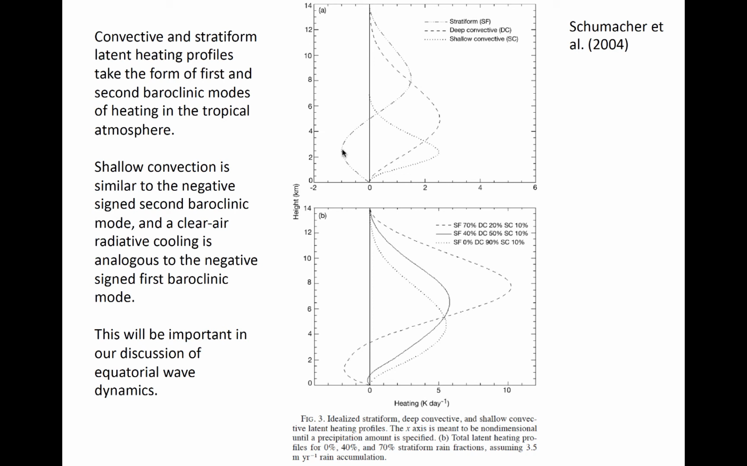They can be combined to produce linear combinations of the idealized profiles that characterize the mean net heating profile within an MCS that depends on the relative precipitation rates in deep convection, stratiform, and shallow convection. The deep convective profile looks like the first baroclinic mode in the troposphere, while the stratiform and shallow convective heating profiles look like opposite sign second baroclinic modes in the troposphere. We'll describe the baroclinic modes a little more shortly.